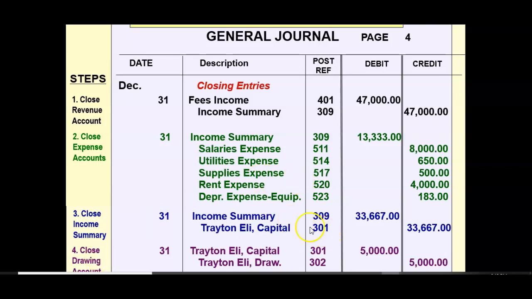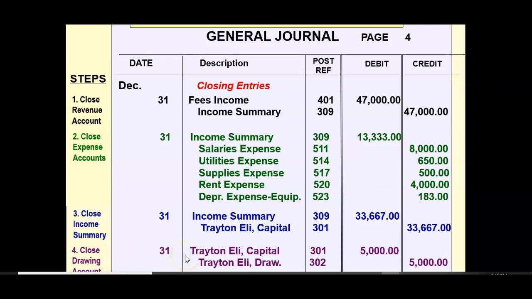We know that the income summary account is used during the closing entry process to close out our revenue accounts and our expense accounts. So we identified REID, R-E-I-D, as the four steps of the closing entry process: close out the revenue accounts to income summary, close out the expense accounts to income summary, close out income summary to your capital account, and then close out the drawing account to the owner's capital account.